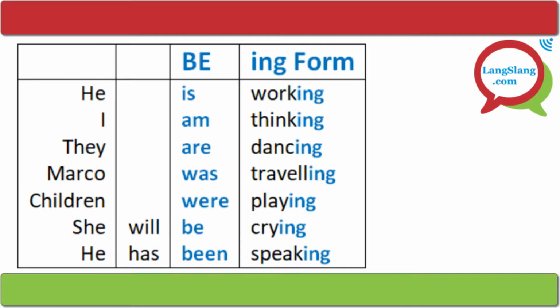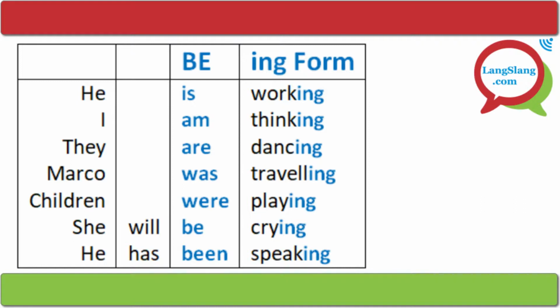In any continuous, whether it is present continuous, past continuous, or future continuous, you are going to use be and ing form. Be and ing form. Look at this. Is, am, are, was, were, be, been. You know these are the forms of be. You are using any of these and you are using the ing form. Is working, am thinking, are dancing, was traveling, were playing. So you are using be and ing form.